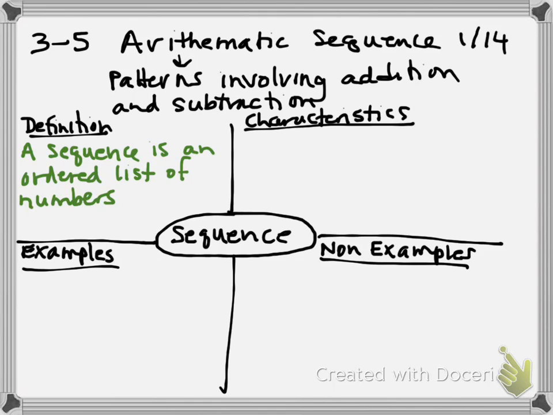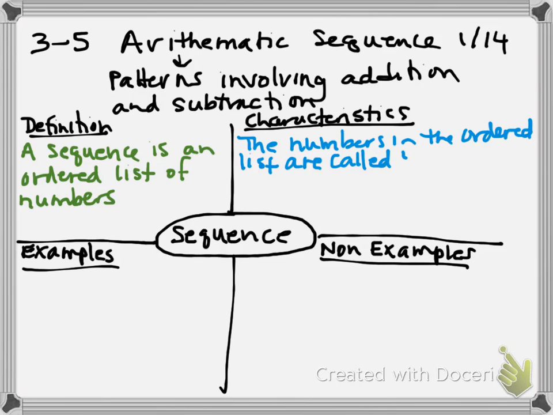Okay? So let's talk about some characteristics. Now, we aren't going to talk about the second one today, but we'll talk about it tomorrow. So first off, the numbers in the ordered list are called terms. Okay, so that's one thing.